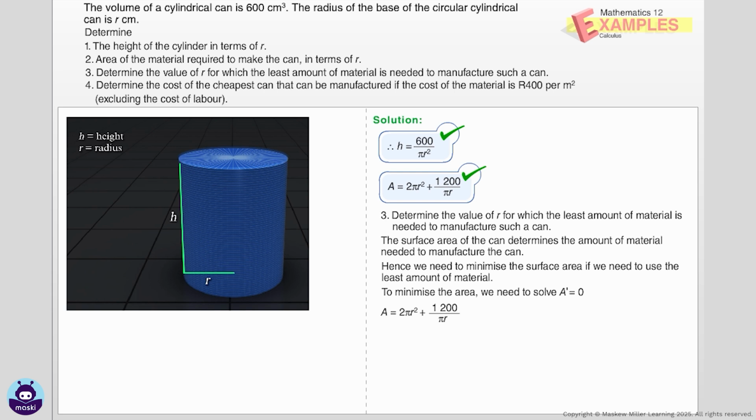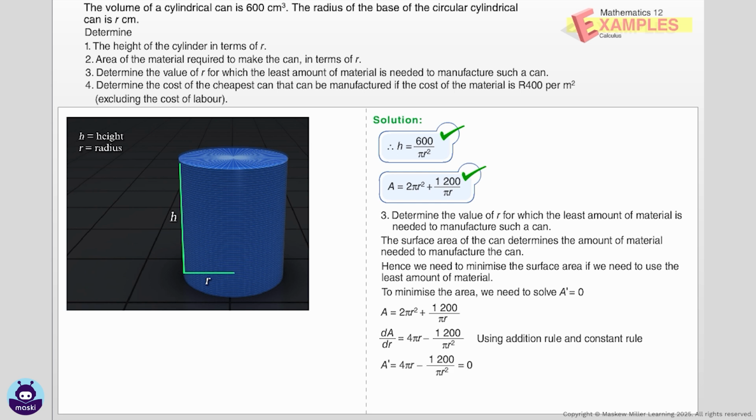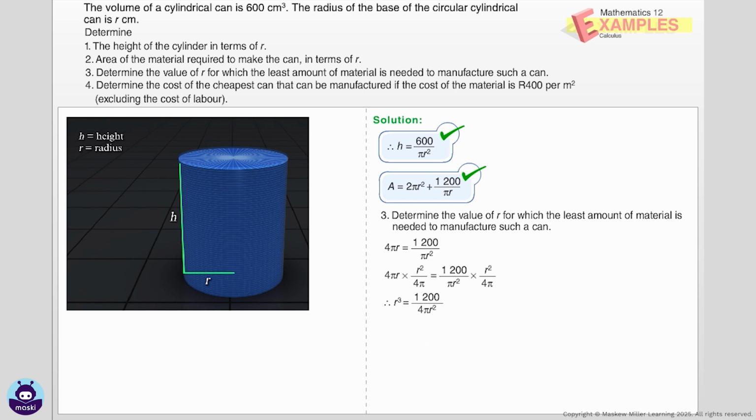Differentiating A with respect to r, we get dA over dr equals 4 pi r minus 1200 over pi r square. A dashed equals 4 pi r minus 1200 over pi r square equals 0. Rearranging the terms, multiplying both the sides by r square over 4 pi, we get r cube equals 300 over pi square. Taking cube root of both the sides, therefore r equals cube root of 300 over pi square.